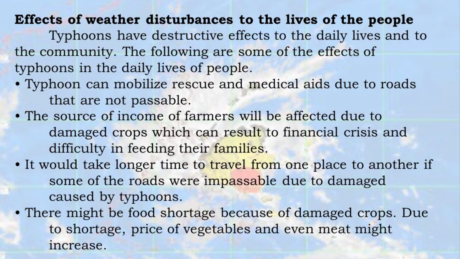Effects of weather disturbances to the lives of the people. Typhoons have destructive effects on the daily lives of people and on the community. The following are some of the effects of typhoons in the daily lives of people. Typhoons can hinder rescue and medical aid due to roads that are not passable. The source of income of farmers will be affected due to damaged crops, which can result in financial crisis and difficulty in feeding their families.